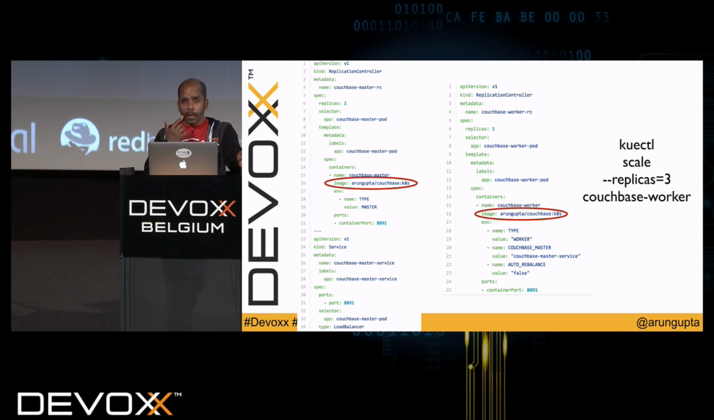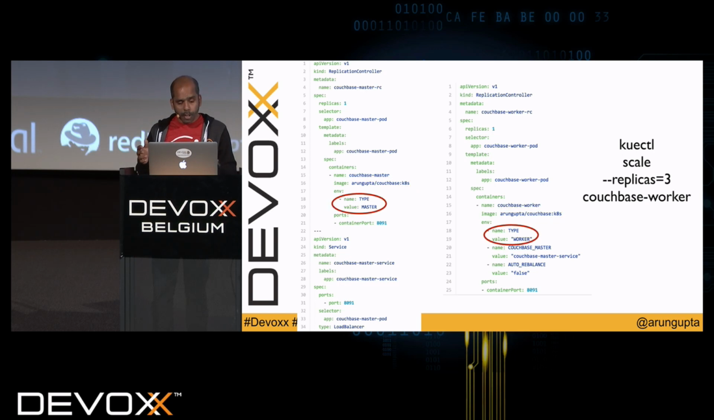So first of all, a different image here, arungupta/couchbase:k8s. I'm using a different image here, although I could have used the same image. My goal is to actually bring it down to a single image where all the orchestration frameworks should behave exactly the same, and I'm pretty close to that. So for the master and the worker, we are using exactly the same image. The left, as I said, is the master. Type is the variable that we are looking at. On the right, type is worker. So those are the environment variables that are being passed.